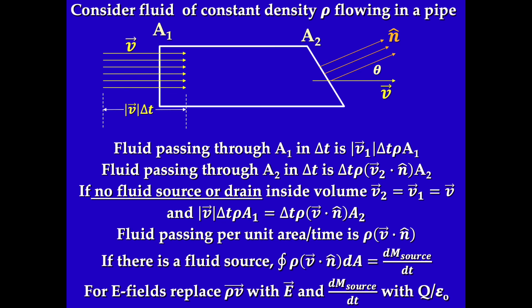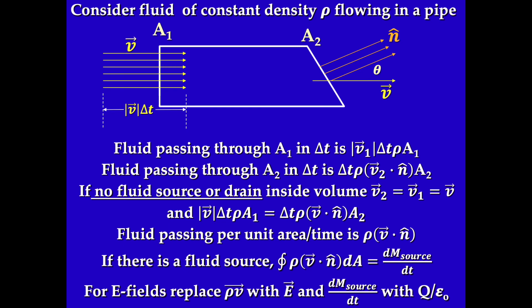Now, those lines that I drew are called streamlines. They're analogous to the electric field lines. They're basically the velocity vector of each of the particles in the fluid connected together. So those are called streamlines. In a time delta t, that water travels a distance v delta t.